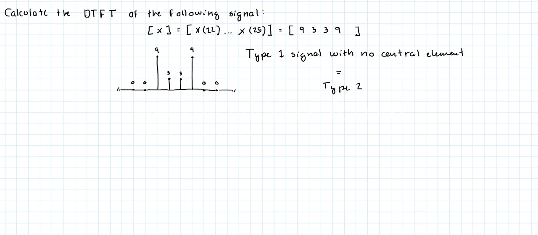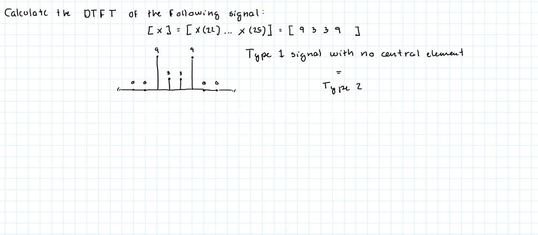In this video, we're going to do a type 2 signal. A type 2 signal is symmetrical, but it doesn't have a central element. In other words, you could say that it's a type 1 signal with no central element, and so we call these type 2 signals.